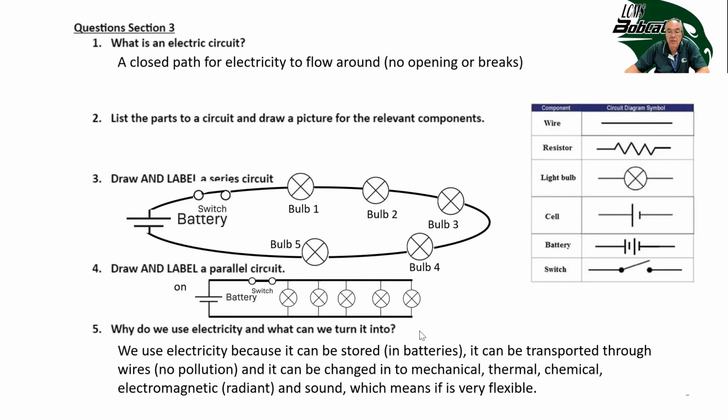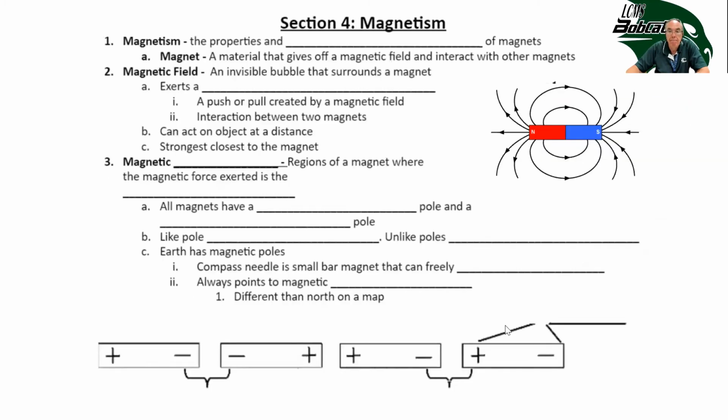Okay. Why do we use electricity and what can it be turned into? We use electricity because it can be stored in batteries, it can be transported through wires where there's no pollution, and it can be changed into mechanical energy, thermal energy, chemical energy, electromagnetic and radiant energy and sound, which means it's very flexible. We can turn it into almost all the other things that people want to do.